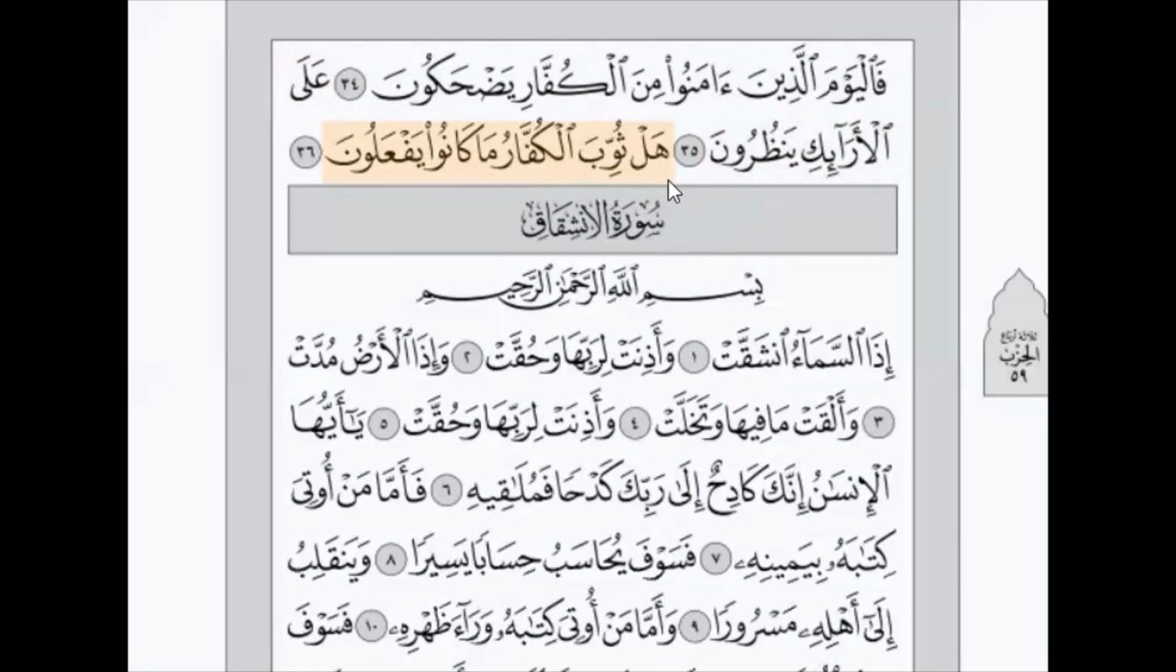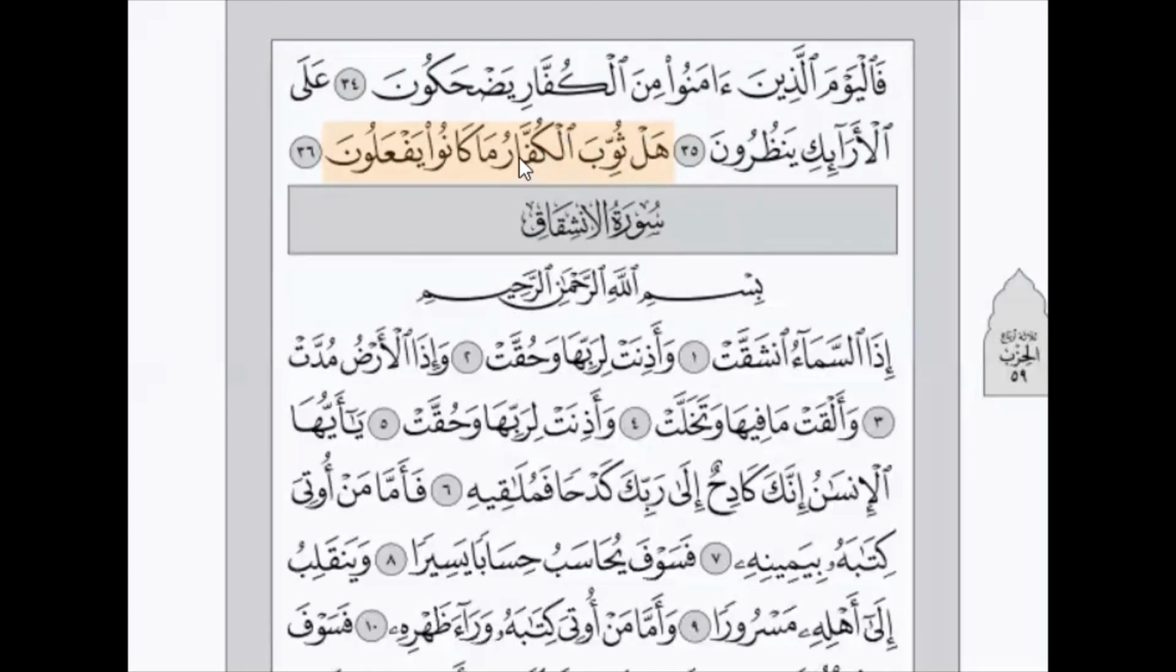Al-kuffaru ma kanu yaf'aloon. Here you have hal. Hal is a harf. So the lam here, it has a sukun. You say lam sakina, lam al-harf. The ruling is idhar, to make it clear. Thawwaba, again, whenever a letter has shadda, make sure you observe both. Al-kuffar, lam qamariya, idhar qamari.